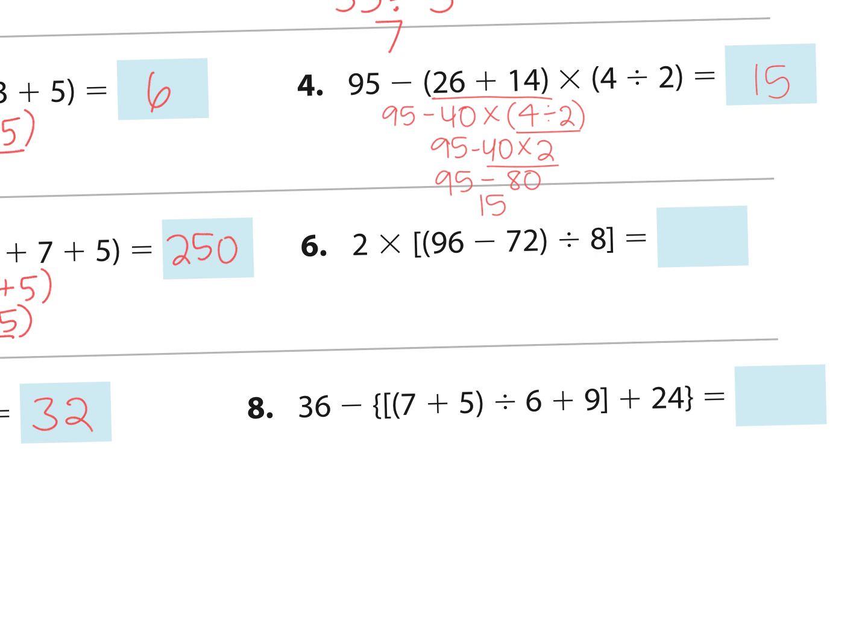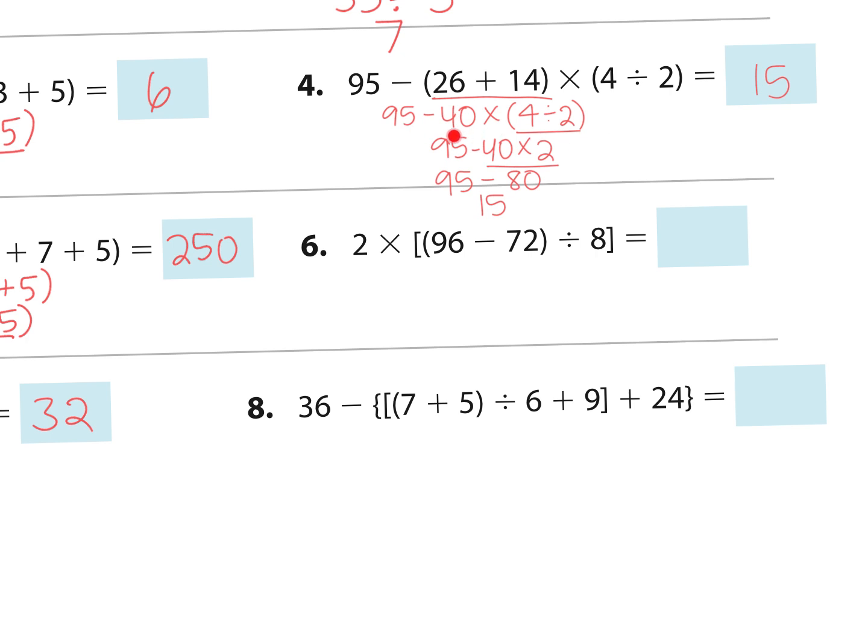So on number 4, you're going to work left to right. Just like, don't forget, left to right. So whichever parentheses group comes first, that's what you do first. So I do 26 plus 14. That answer is 40. Notice how I brought everything down. 95 minus, my answer was 40. Then times, parentheses 4 divided by 2. Okay, now I'm looking at that as a whole new problem. This line right here is my new problem.